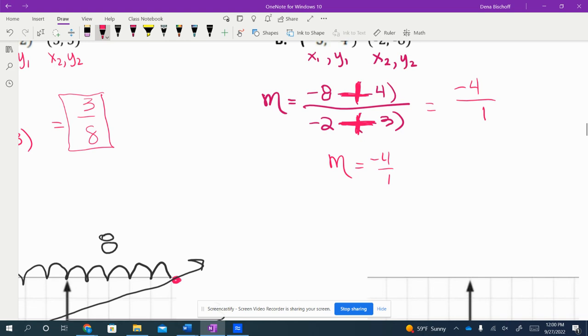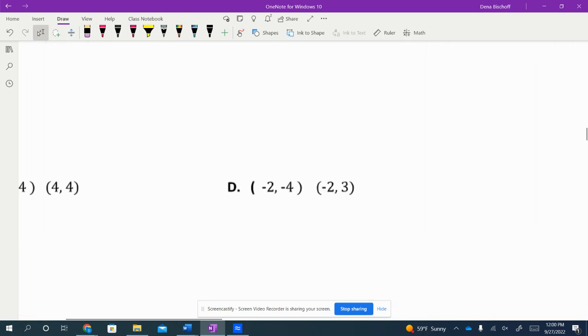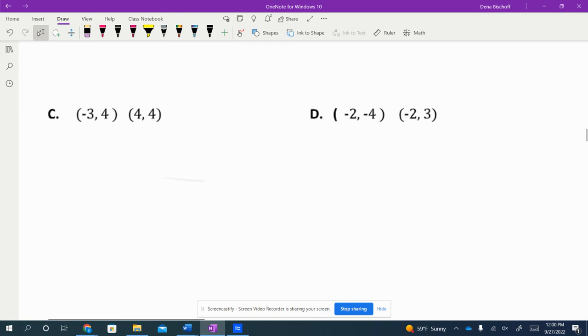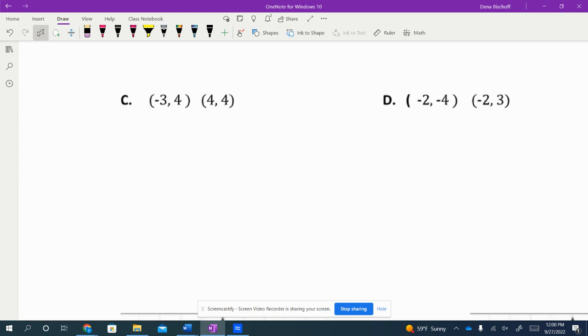Are you guys doing okay with that? Okay, we're going to skip the graphing since you don't have little grids on your paper. Let's do this one. So x1 and y1, x2 and y2. y2, what number is that? 4. Minus y1, what number is that? Over x2, what number is that? Minus x1, what number is that?